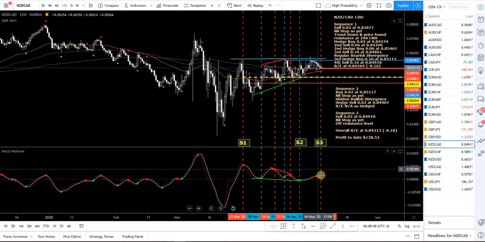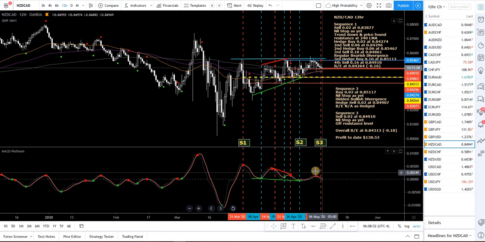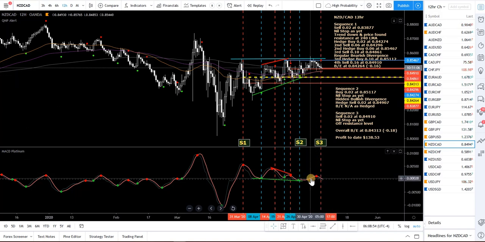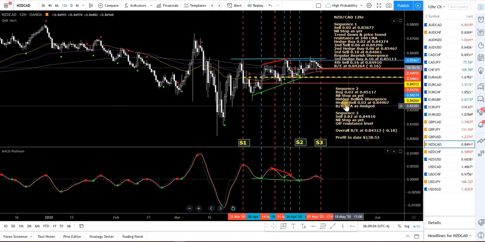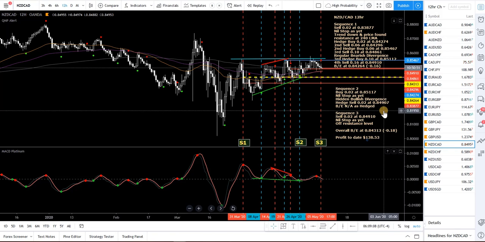And I've also taken a new sequence 3 sell trade. And even this thing's just going sideways. It's not even a great setup itself either. But I like this resistance level, so that encourages me. The MACD Platinum's not looking that good, but this resistance level is getting me excited, or as much as you can get excited on the New Zealand CAD.